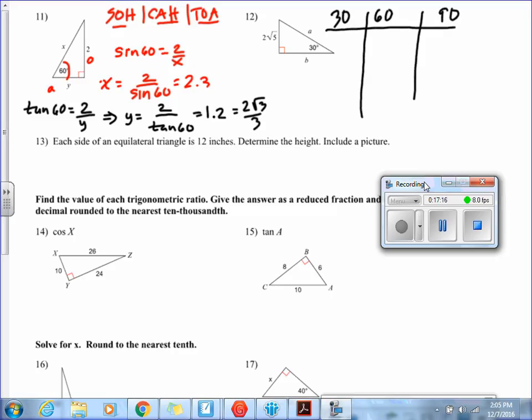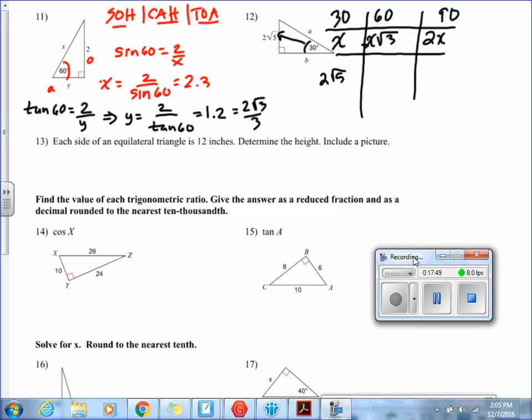And so we know that the side opposite the 30-degree angle is x. The side opposite the 60-degree angle is x radical 3. And the side opposite the 90-degree angle is 2x. All right? And so I look over here. So the side opposite the 30-degree angle is 2 radical 5. So that means x is 2 radical 5. So this x is the same as this x over here. So I can put 2 radical 5 in place of that x. Okay. So I can say this is x times radical 3.